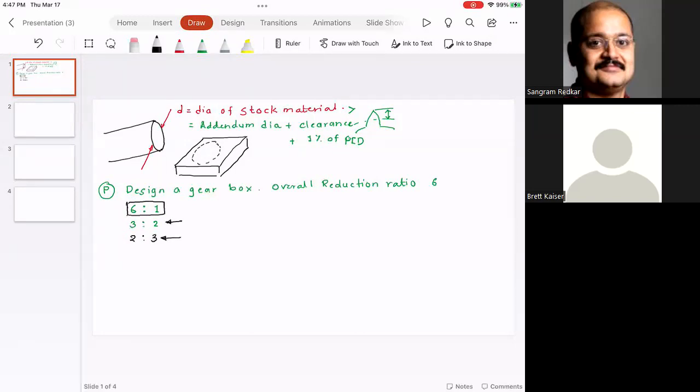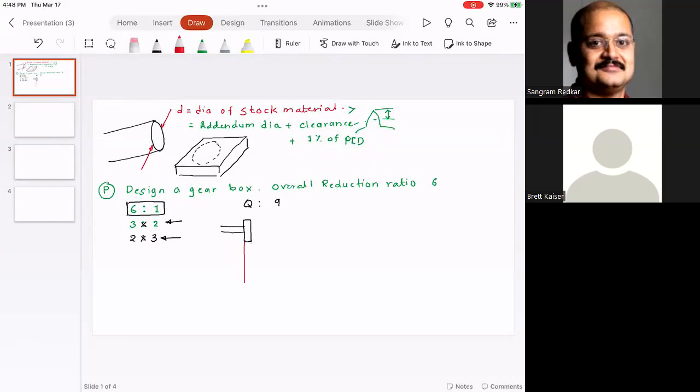Now, the next question is, what happens if I want an overall reduction ratio of 9? How can you have a reduction ratio of 2 to 3? Because that means the pinion is larger than the gear, right? Oh no, so actually 6:3. What I mean is you would have the first stage 3:2, and the second stage, so this is 3. So the first stage is 3.